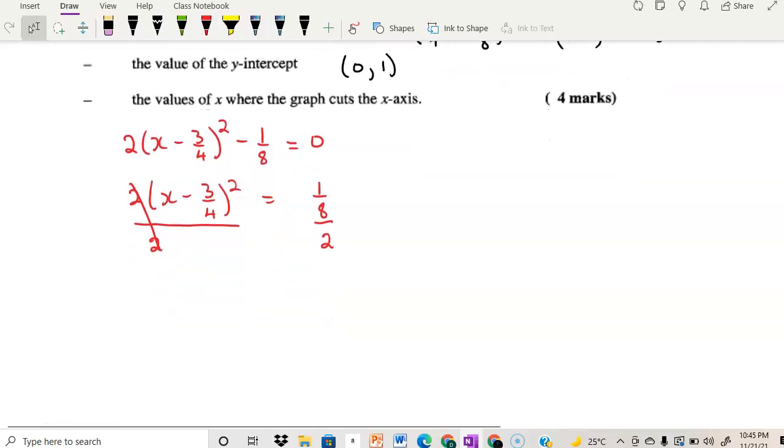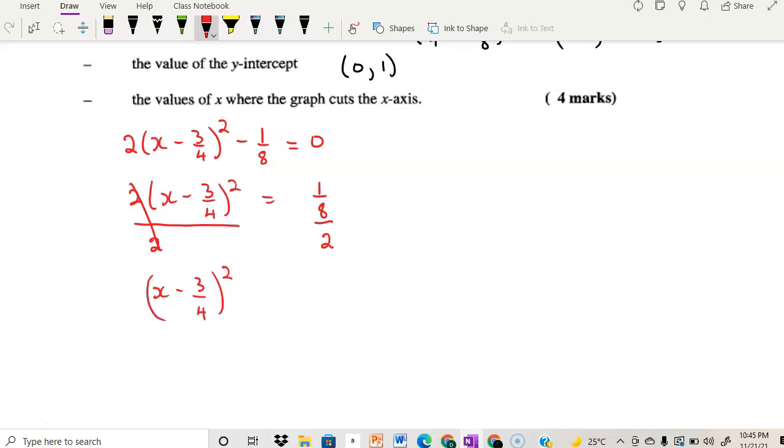And so what we have remaining, guys, is x minus 3/4 square, and that is equal to 1/16. Keep, change, and flip. I am sure you guys are already familiar with how you actually solve fractions, so we're not going to go over that. So 1/8 divided by 2 is the same as 1/16.